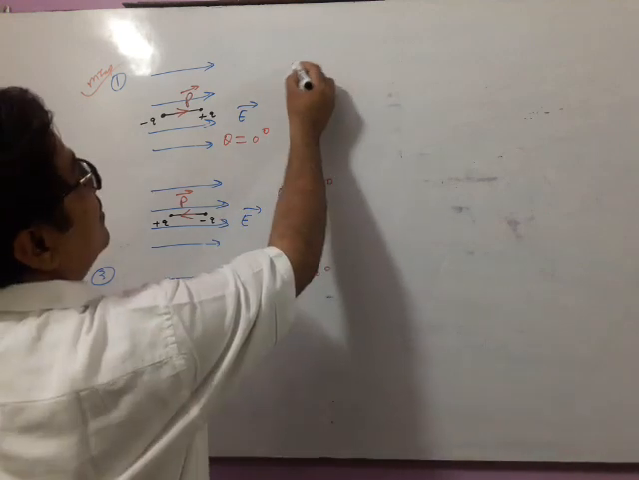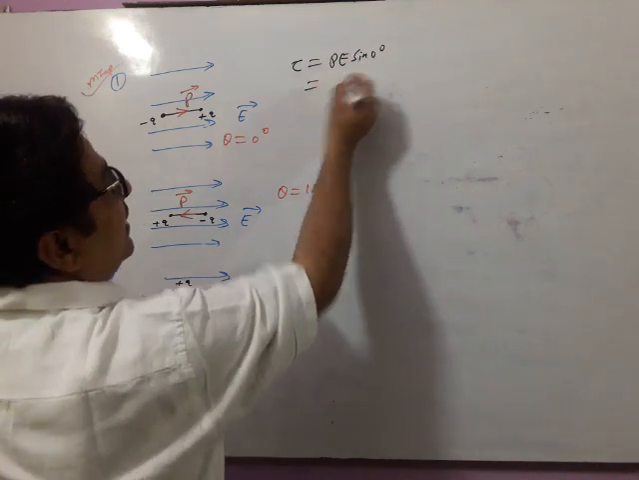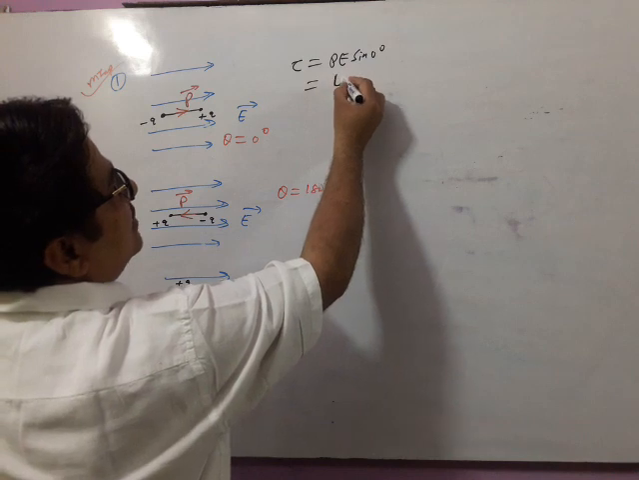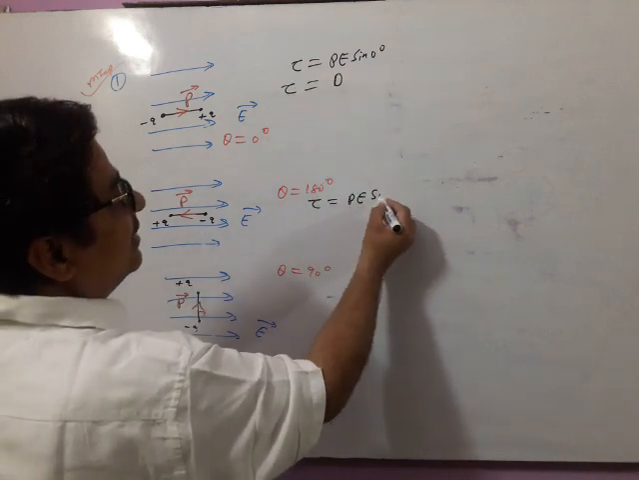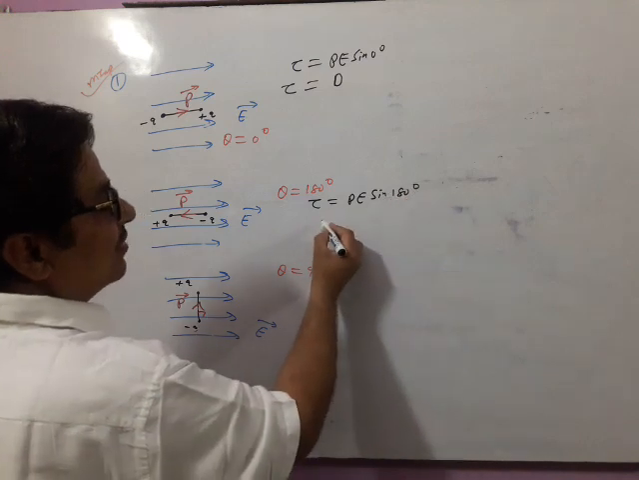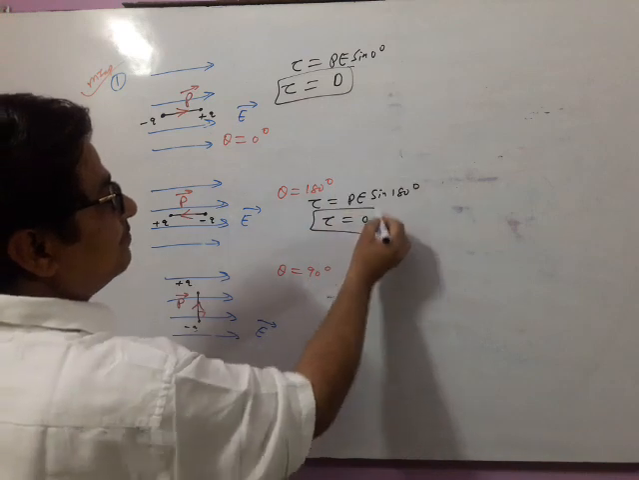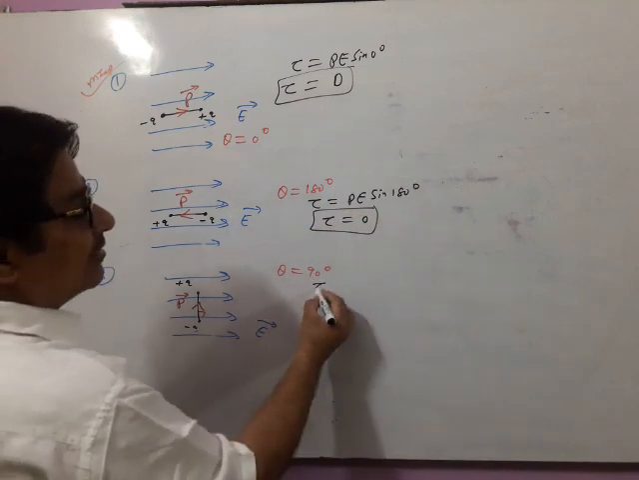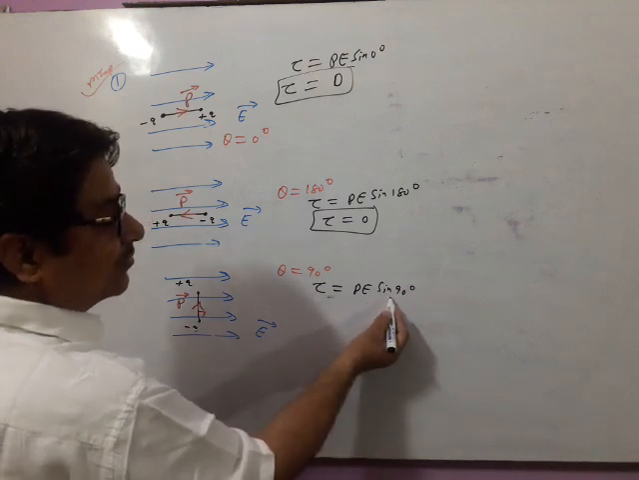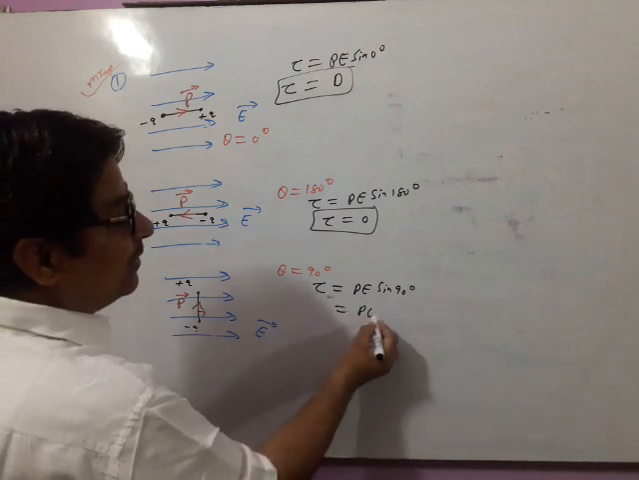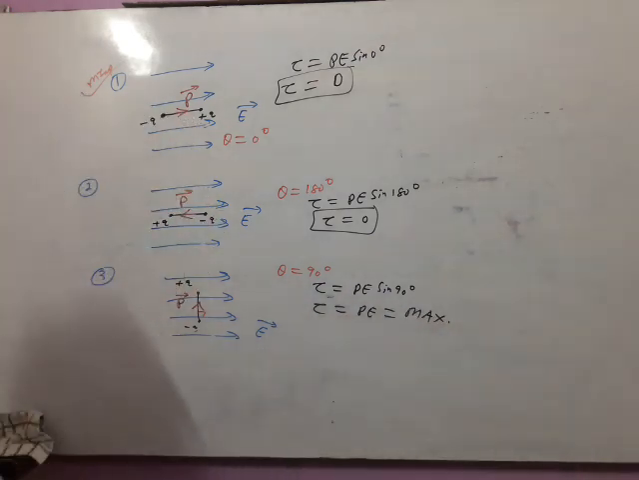Now torque. Torque is Pe sin theta. Here theta is 0. So torque is 0. Theta is 180. Torque is Pe sin 180. So sin 180 will be 0. Again torque is 0. Theta is 90. So torque is Pe sin 90. Sin 90 is the maximum value, 1. So it is Pe. This is the maximum value of torque experienced by the dipole.